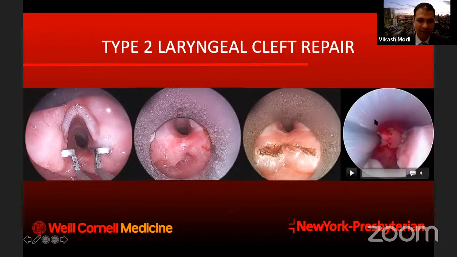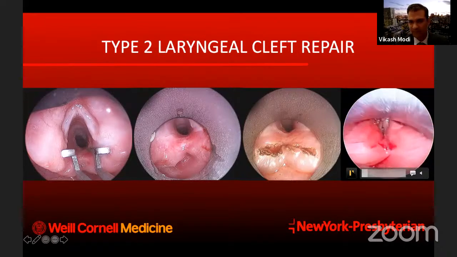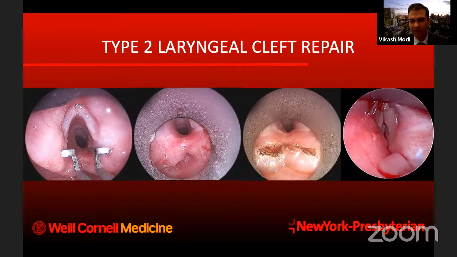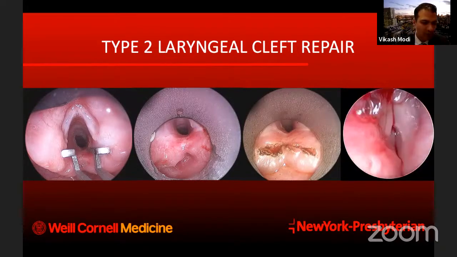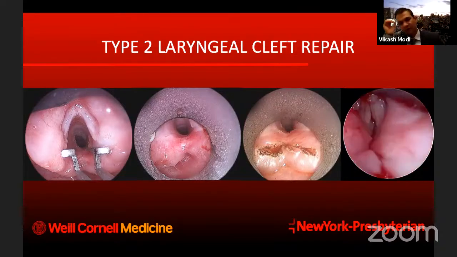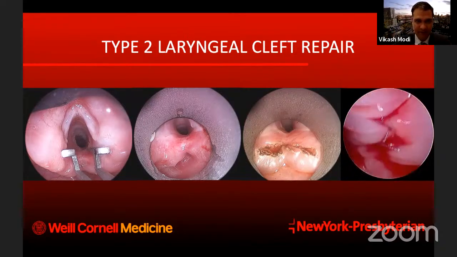Type 2 laryngeal cleft, very similar. You laser the entire area and then you do a single layer closure. This is a type 2 being repaired. So instead of 1 stitch for a type 1, in a type 2 you may need 2 or 3 sutures, but very easy to do endoscopic.